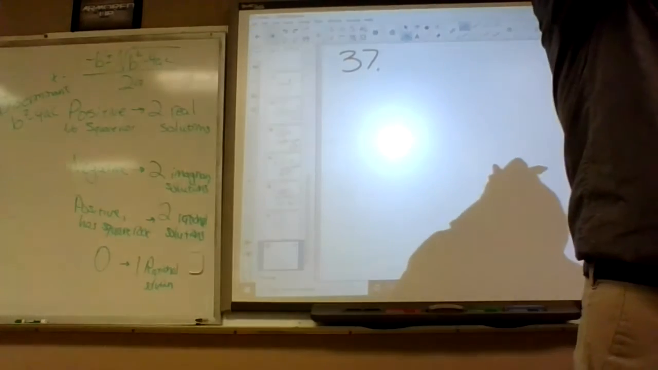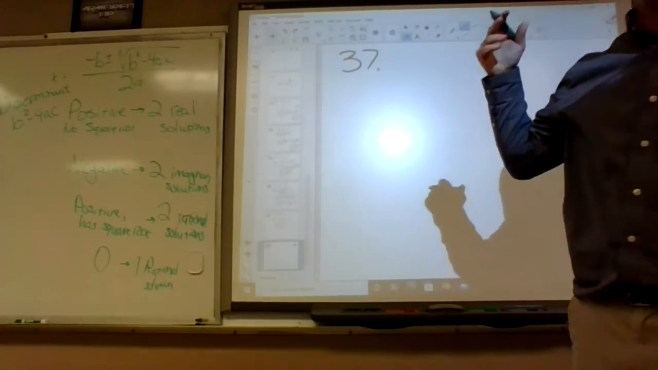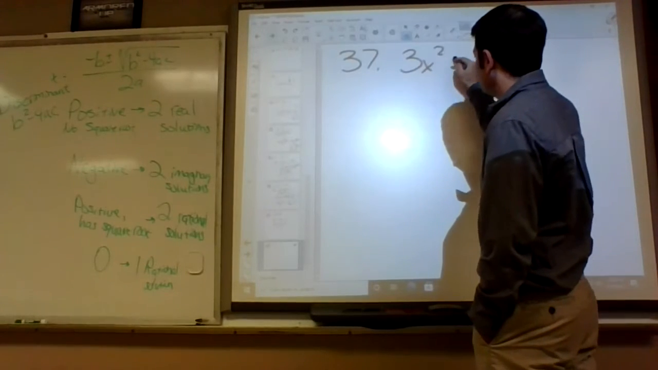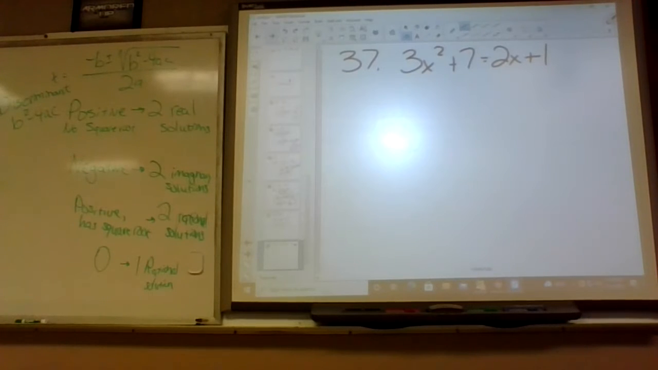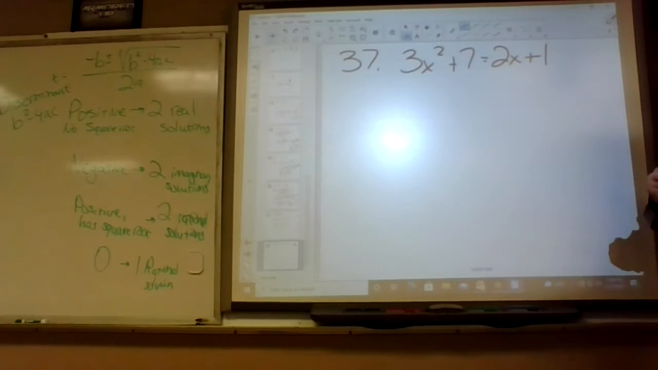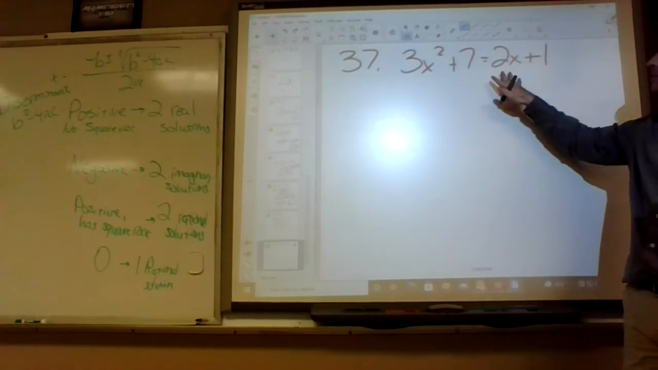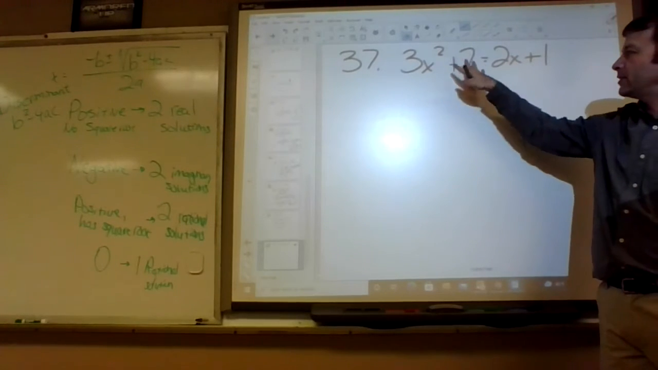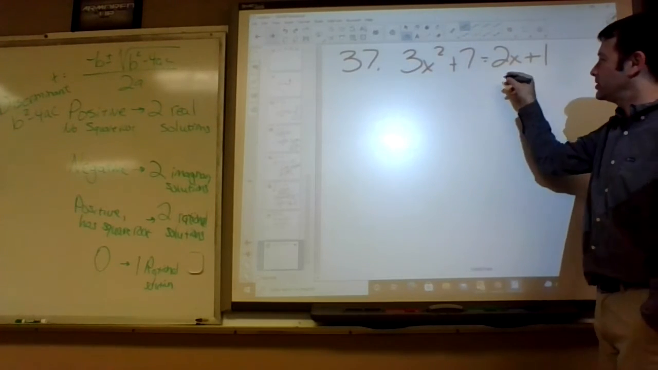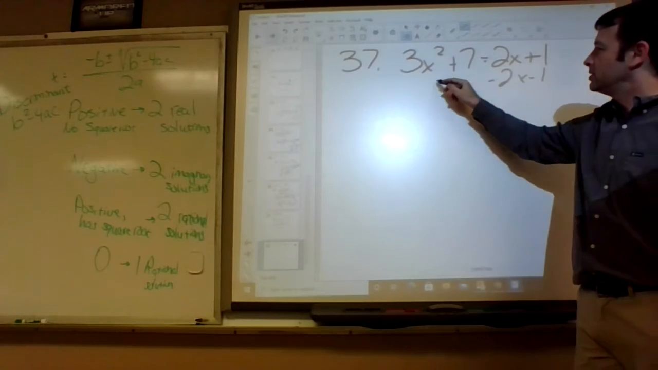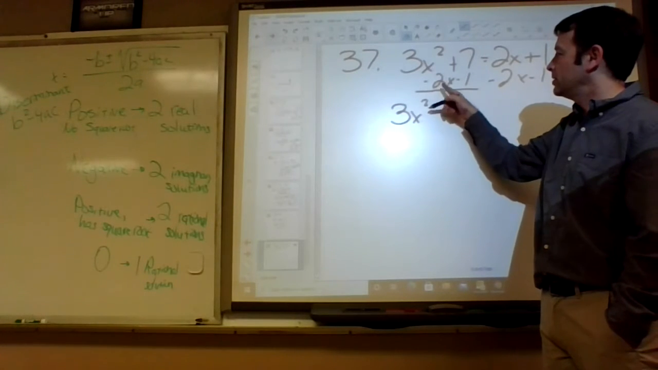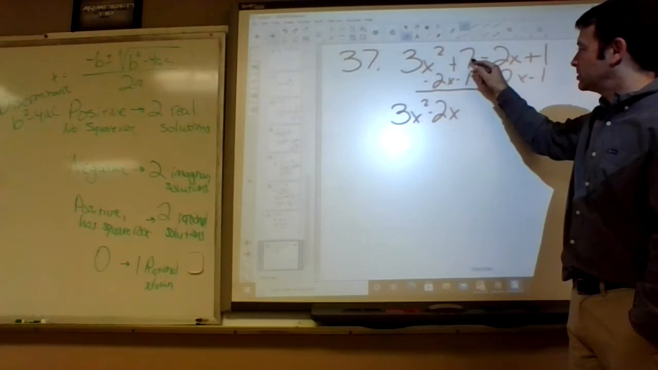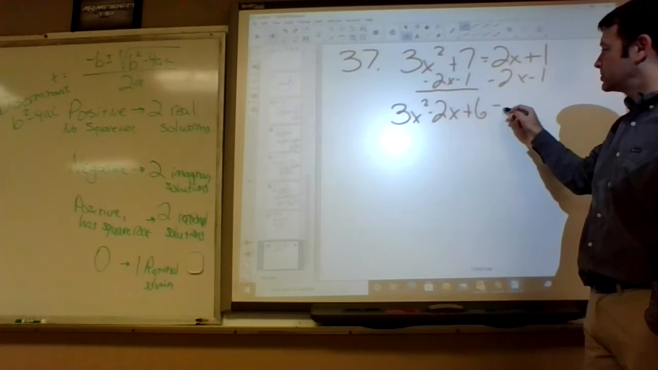We did it. Okay, on 37, 3x squared plus 7 equals 2x plus 1. Quadratic formula, possible. Let's see. What should we do first, though? Subtract 2x plus 1. Move everything to the left so we have everything on one side. Minus 2x minus 1, right? To get rid of it on this side. You can only put the like terms together, though. So it's 3x squared minus 2x, and 7 minus 1 can go together and make a 6.